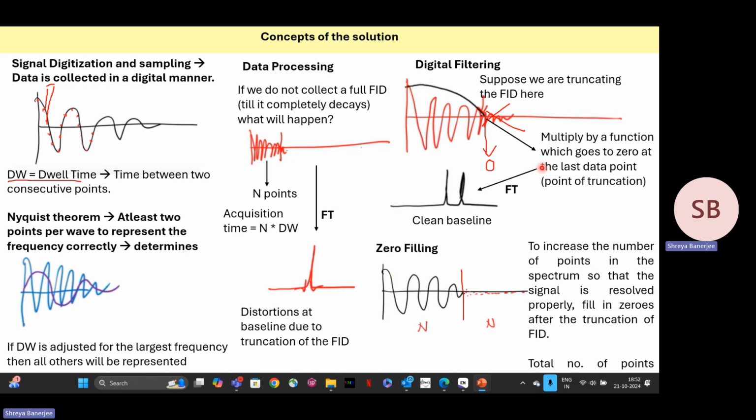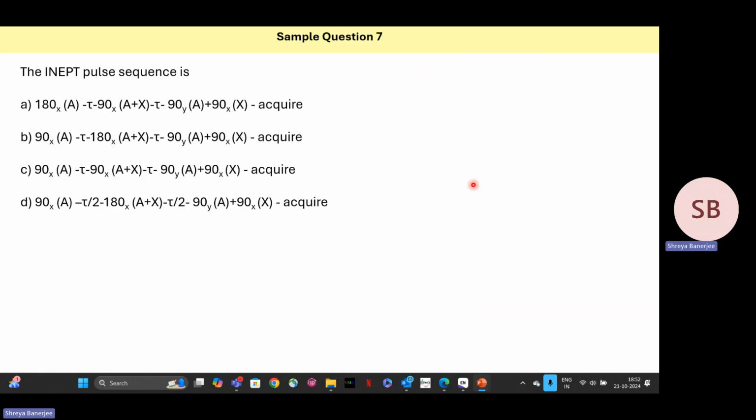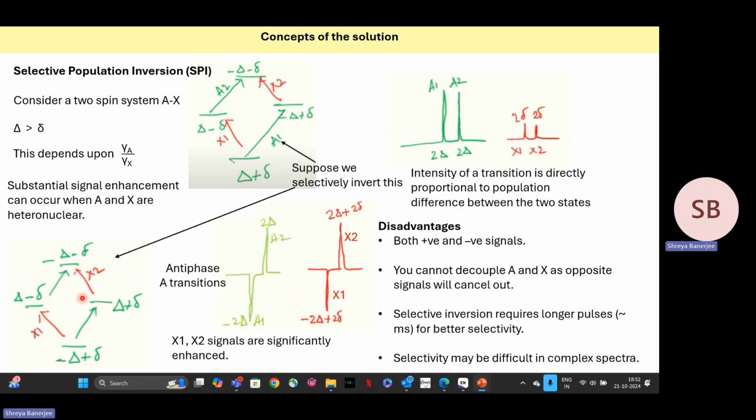So these are certain concepts. As I said, I'll not only be discussing the questions, but I'll also be discussing the concepts. So now there is a question asking about the INEPT pulse sequence. First we will look at a concept called selective population inversion, and then we will go to INEPT. So in selective population inversion, we'll start with a two spin system, A and X.